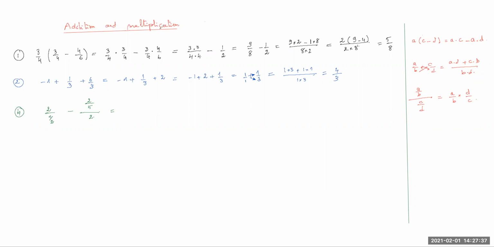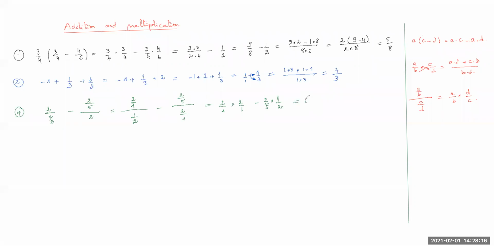The only thing is that I don't have a fraction exactly here, but 2 can be seen as 2 over 1. It's a fraction divided by 1 over 2. So fraction over fraction minus 2 over 5 divided by 2 over 1. And now I use my rule: times the inverse of 1 over 2, which is 2 over 1, minus 2 over 5 multiplied by 1 over 2.